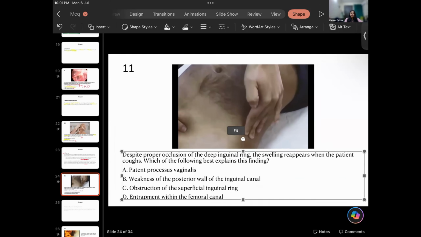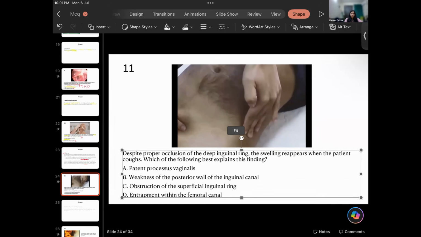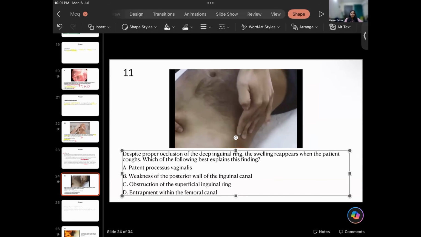It is a swelling with a cough impulse positive. Which of the following best explains this finding? Patent processus vaginalis. So first we will arrive at whether it is a direct inguinal hernia or an indirect inguinal hernia. In indirect inguinal hernia, the swelling or the hernia passes through the deep inguinal ring and then comes out from the superficial inguinal ring if it is complete, or midway if it is incomplete. And in direct inguinal hernia, there is a weakness in the posterior wall of the inguinal canal and the hernia protrudes directly from the posterior wall.